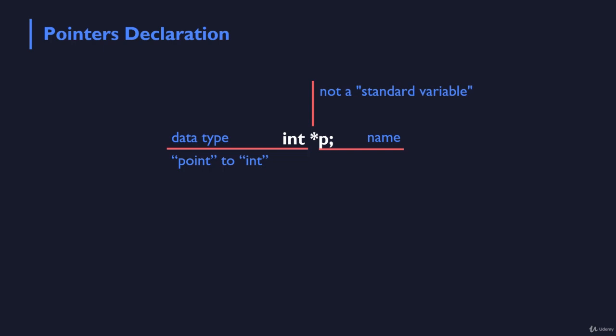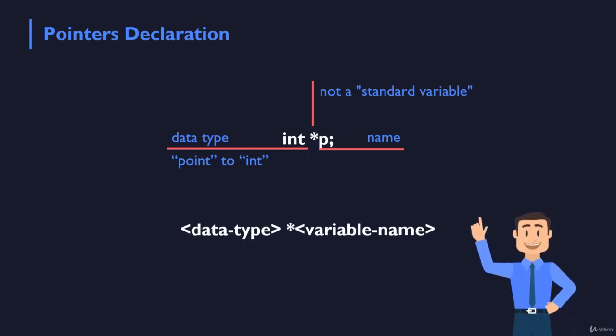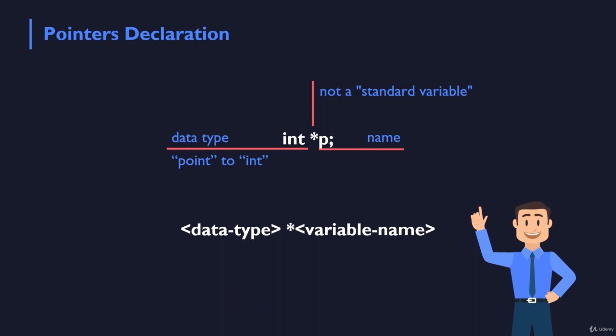So to summarize, the rule to declare a pointer variable goes like this. First of all, you specify the data type of the value that you know you will be pointing to. Then you specify the star to say that it's of pointer type, and then you specify, as previously, the variable name. So that's it.